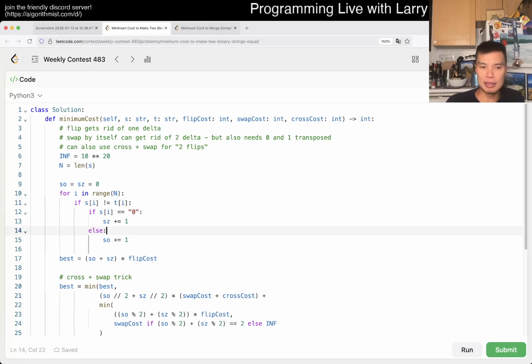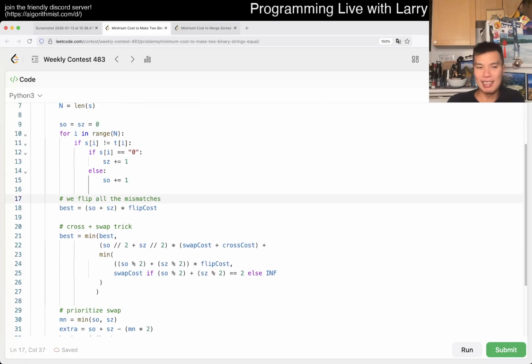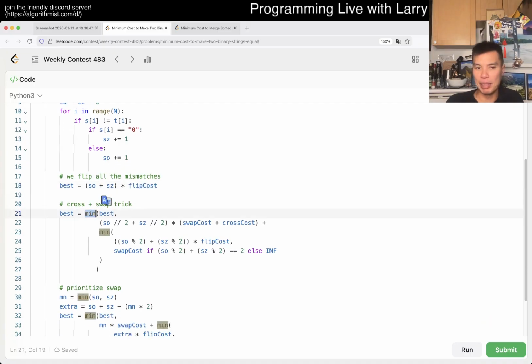And here, this one, the first try is we flip all the mismatches, right? And this one, hopefully I don't have to explain too much. It is what it sounds like. You have this many ones that are out of place. By the way, I did do a loop of this, you should be able to read this from me explaining it. So these are the ones that are different, zeros that are different, and then just times flip cost, and that's one possible answer. This is why we do a min of them.